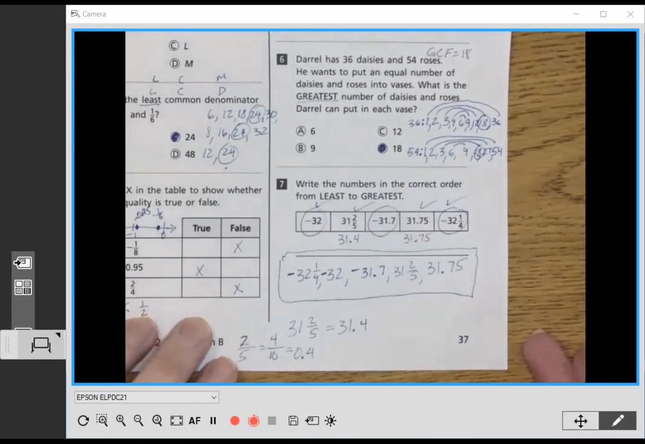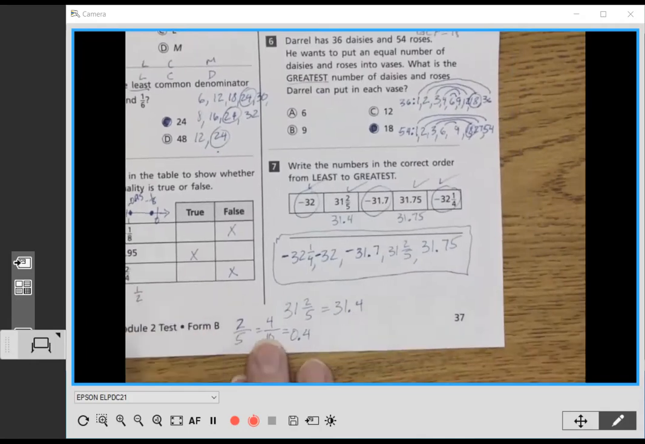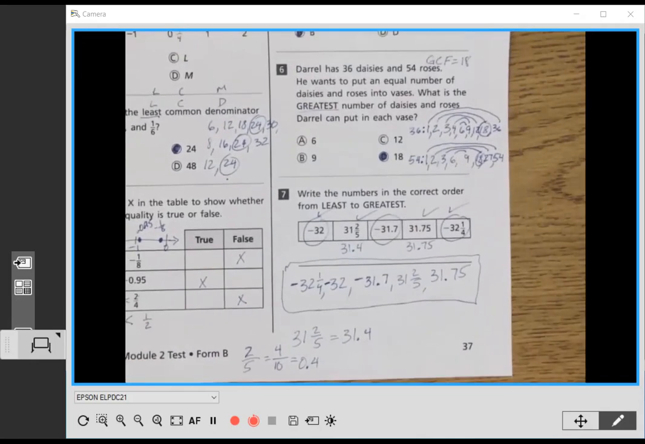And that is enough. That's all we have time for today. So we will look at the back of this review page together in class because I'm out of time for recording.